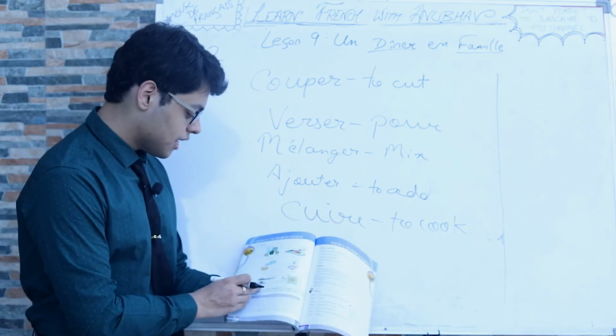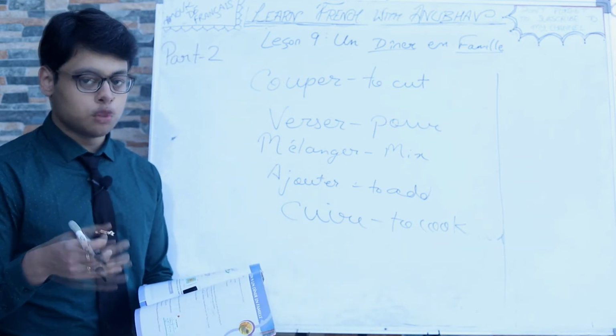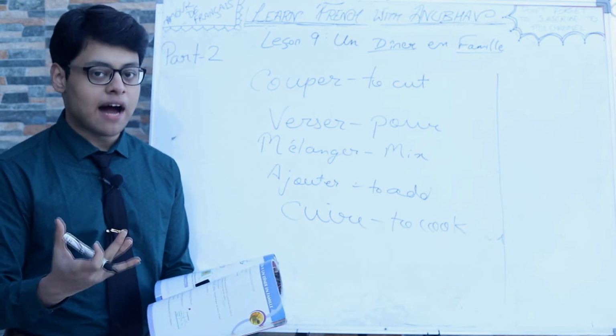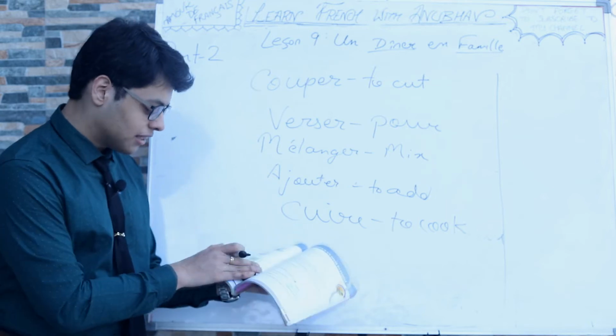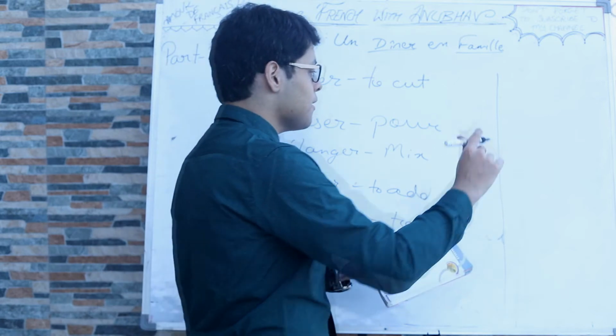Then the fifth step is mettre au feu. Mettre is to keep, au is to or on, and feu means fire. So you need to keep it on fire. And then we have a small picture. Now for this you can watch my table vocabulary.